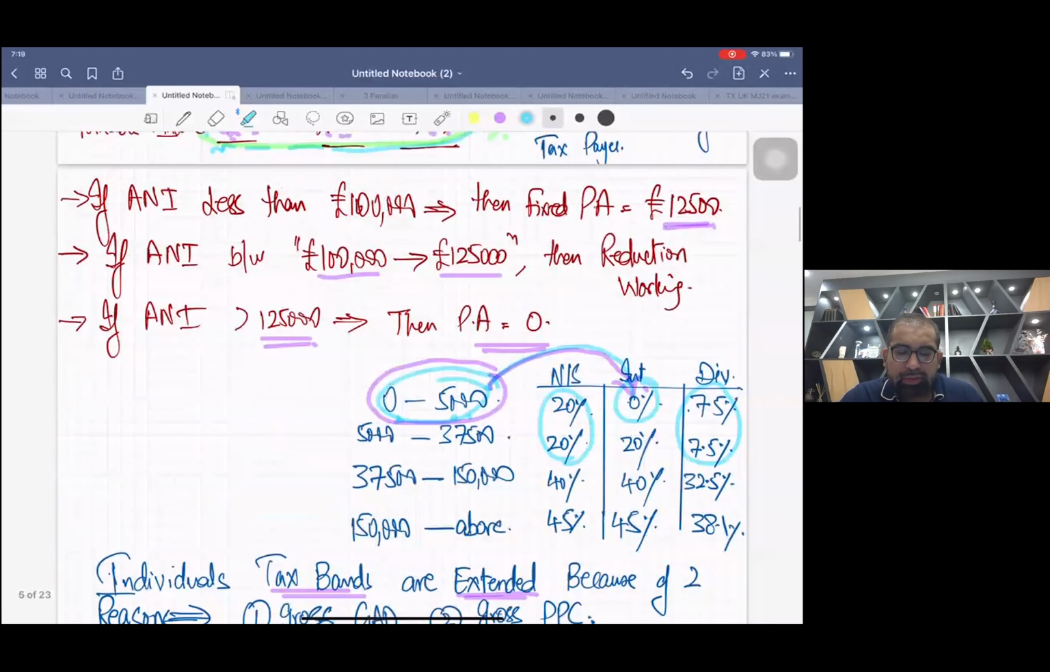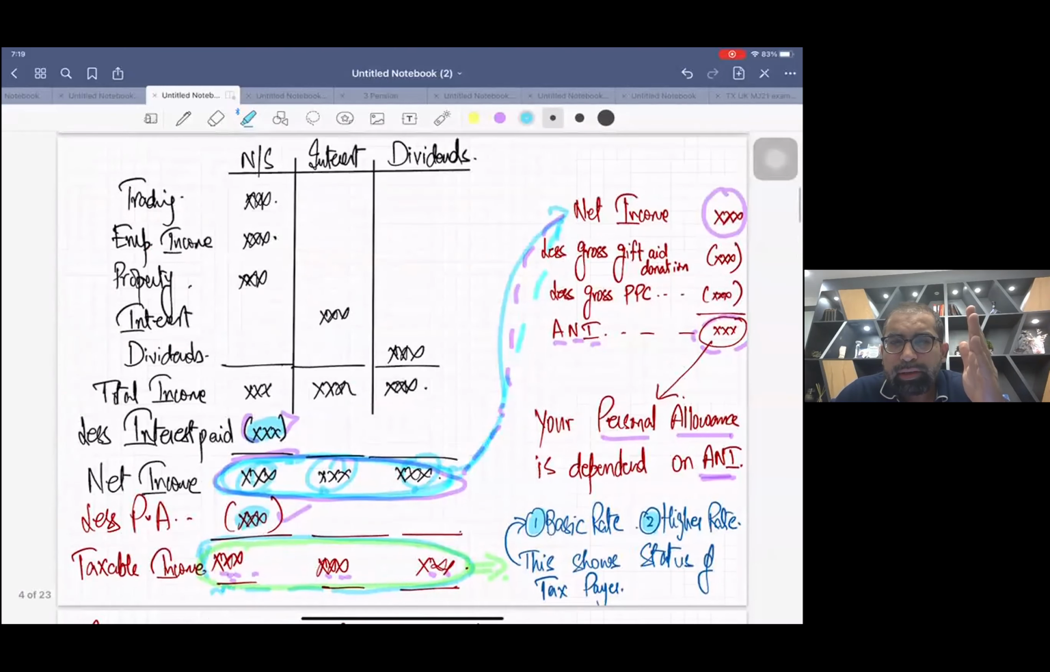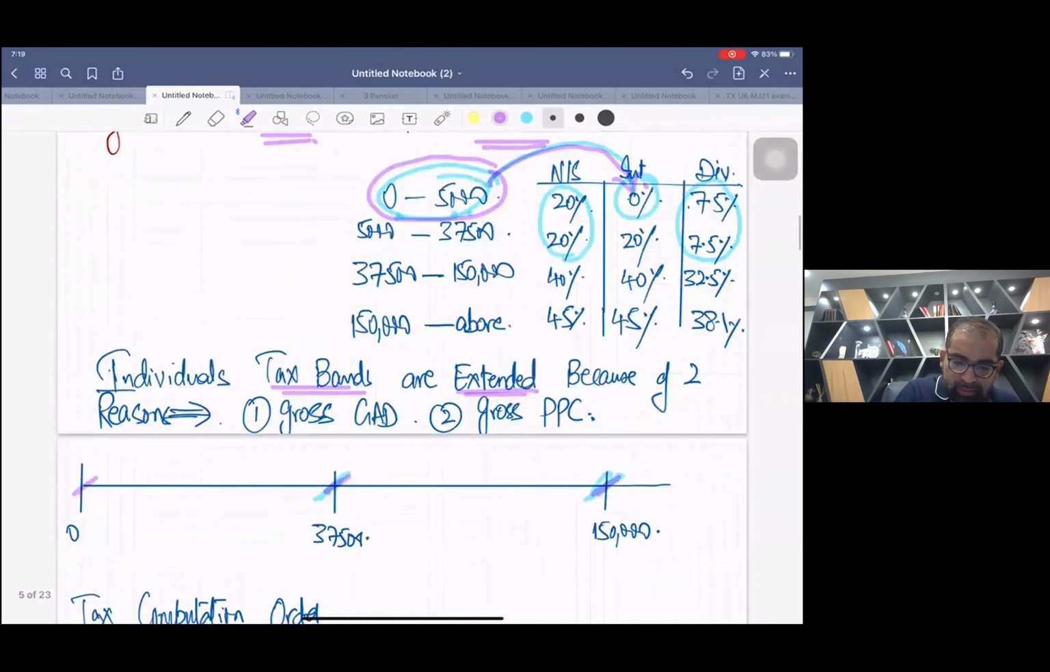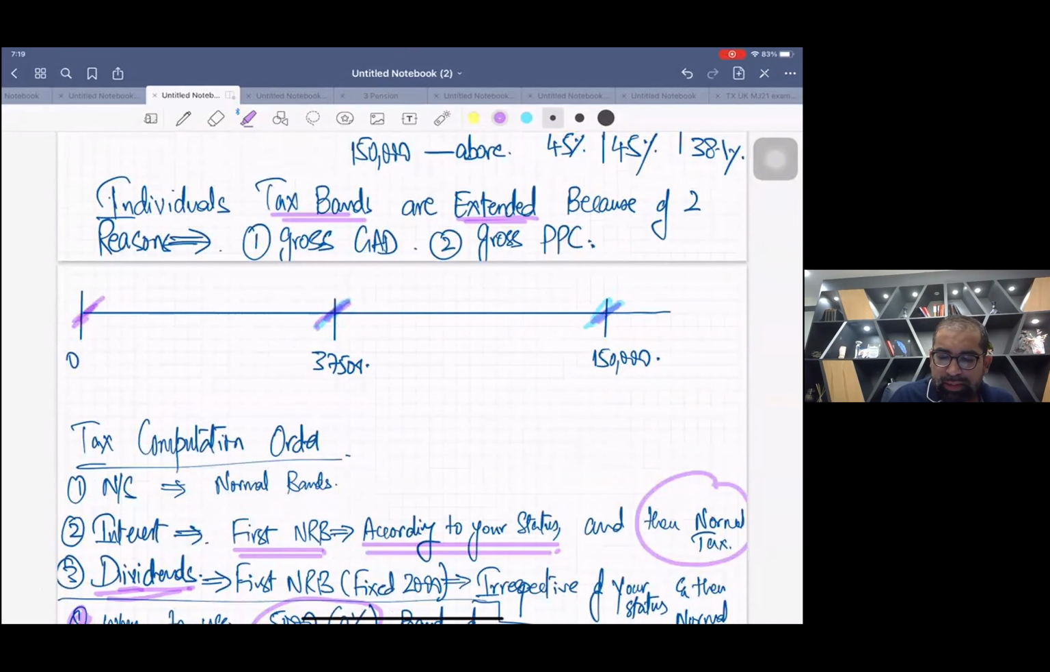Whenever I teach this topic, tax computation, to my students, I teach it in two slots. First case: if your non-saving taxable income is greater than 5,000, then make these bands, 0 to 37,500 and 37,500 to 150,000. That's it. This is the simple allocation.